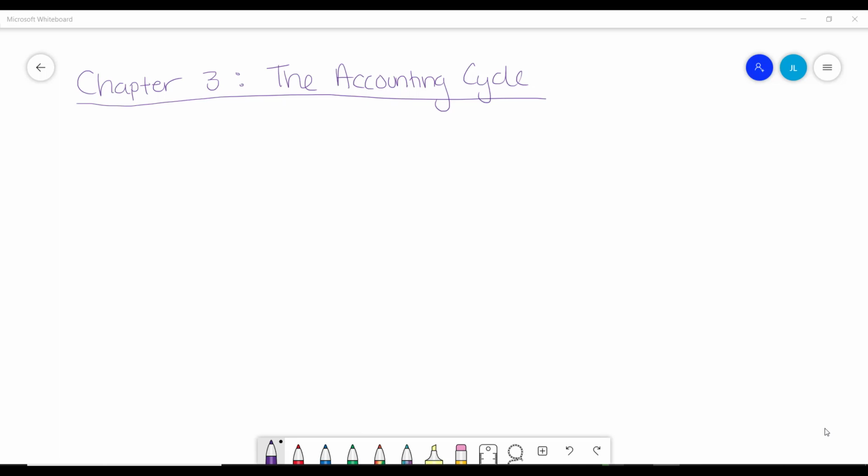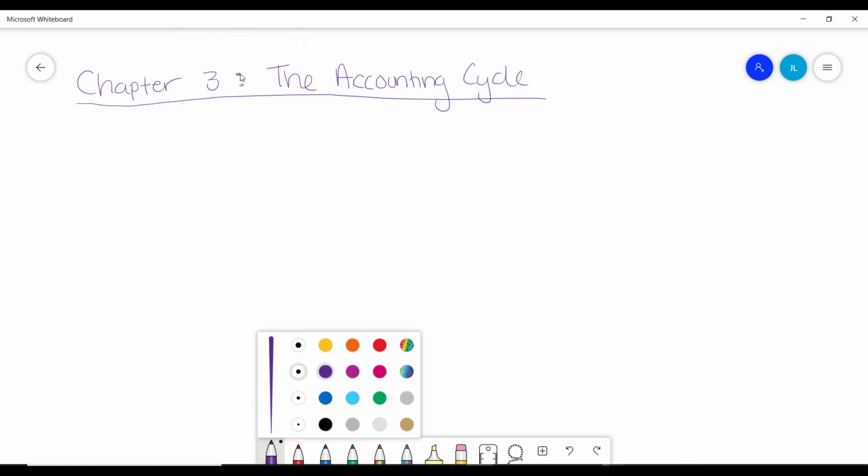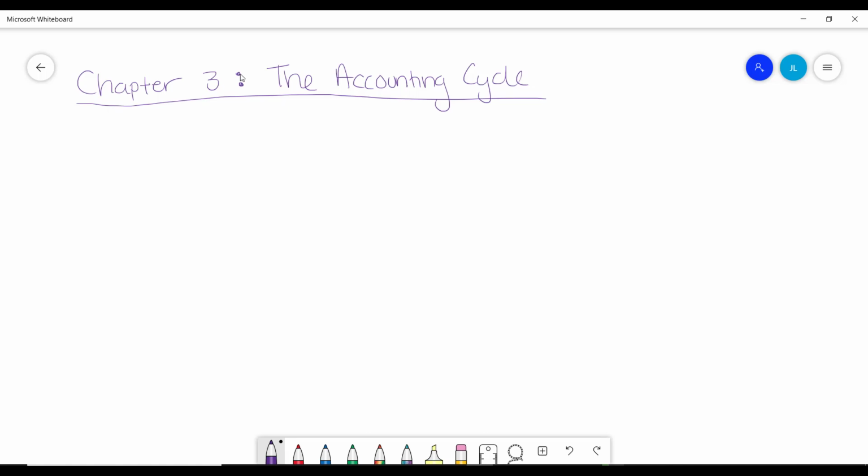Class. Welcome to our discussion of Chapter 3, the accounting cycle. This is actually where we are going to jump into some of those debit and credit rules that you've heard us talk about a little bit in this class. And this is really going to lay the foundation, technically speaking, for a lot of what we'll be doing for the rest of this class.